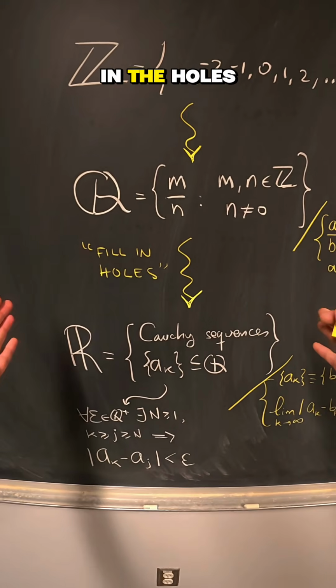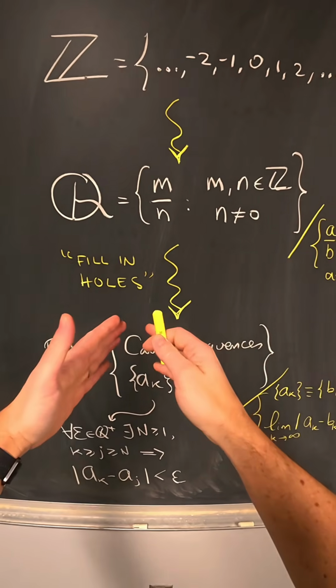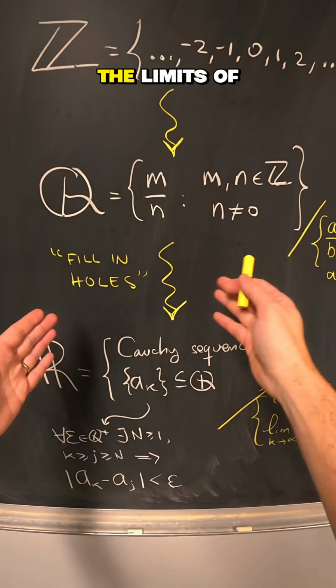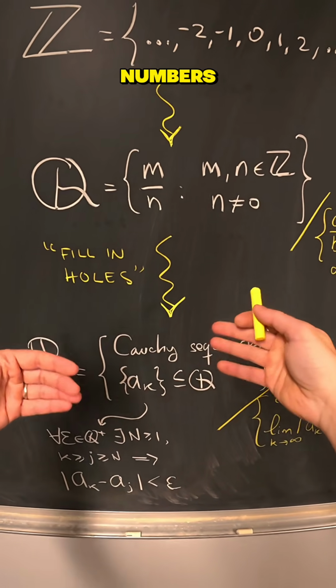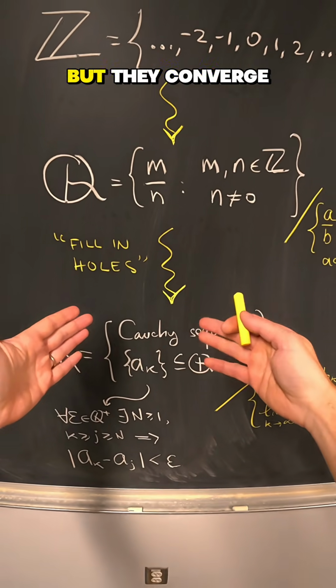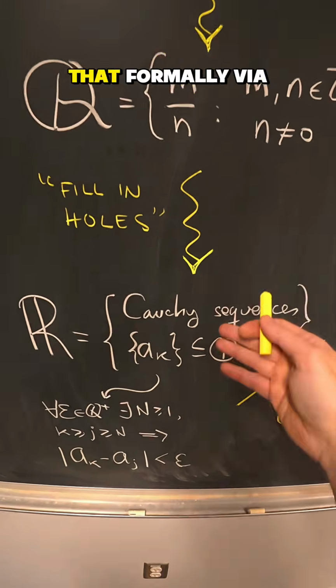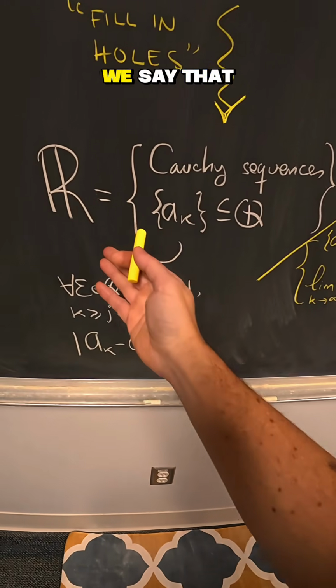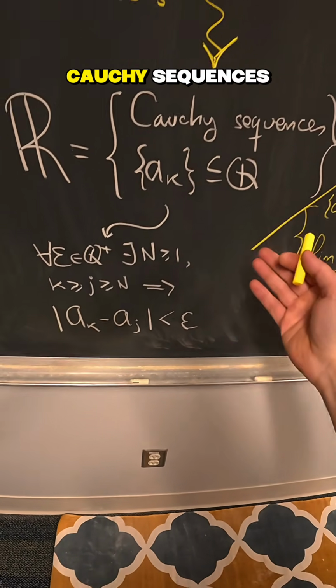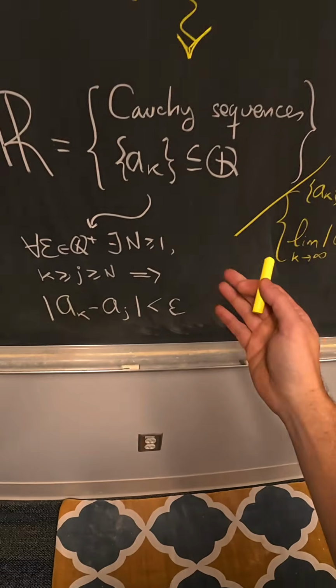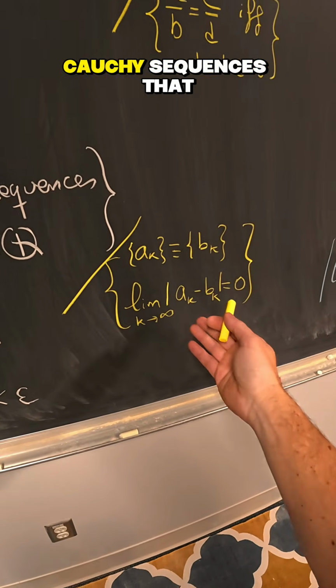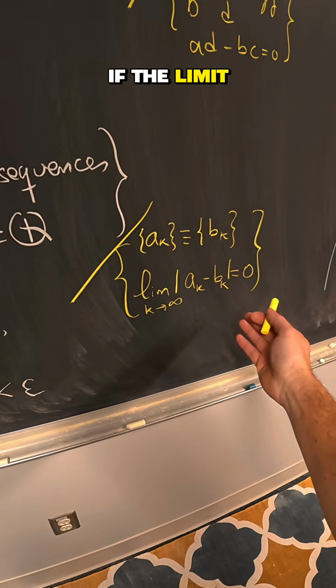we fill in the holes that are in the rational numbers, where these holes are the limits of sequences of rational numbers that should converge to something, but they converge to a number that is not in the rational numbers. So we do that formally via Cauchy sequences. We say that the real numbers are the set of all Cauchy sequences, defined like this, modulo the equivalence of Cauchy sequences, that they are the same if the limit of their difference is 0.